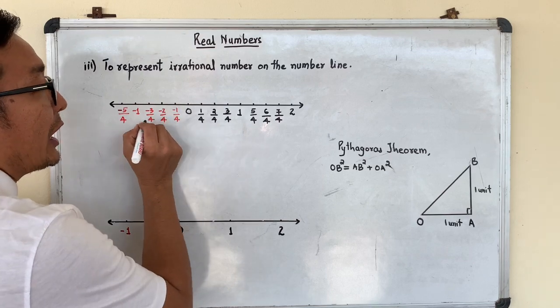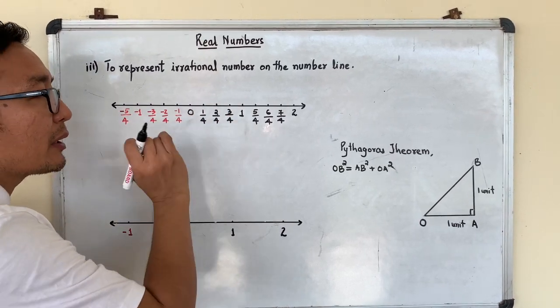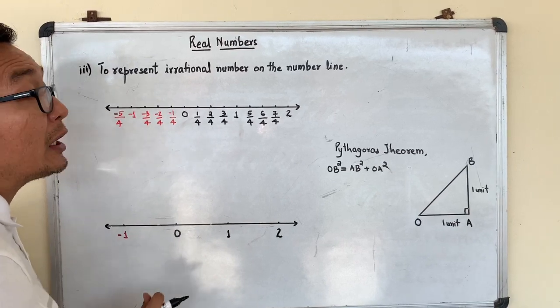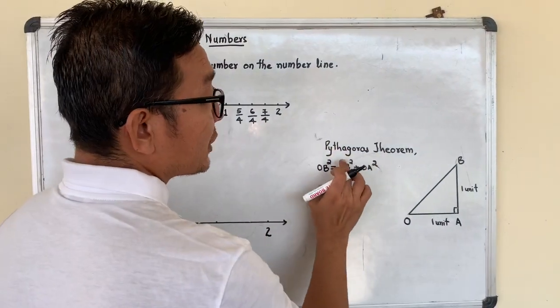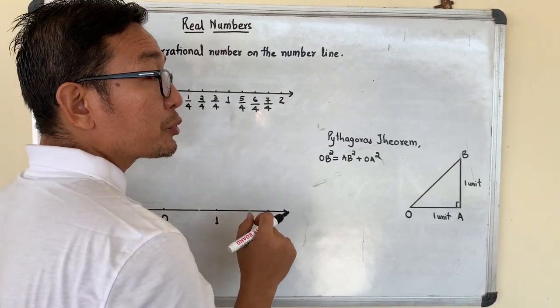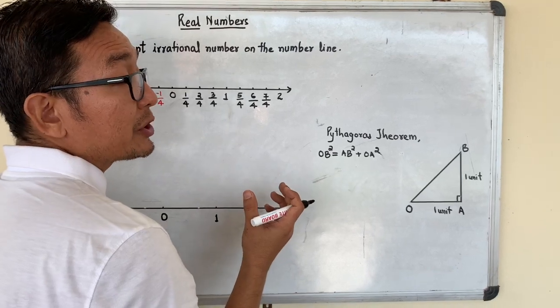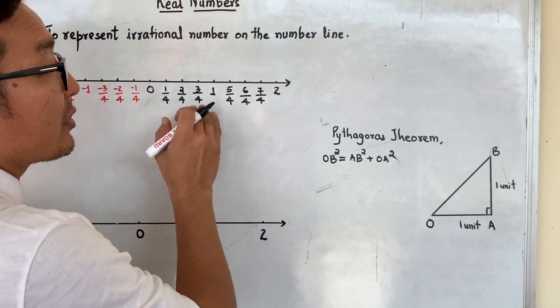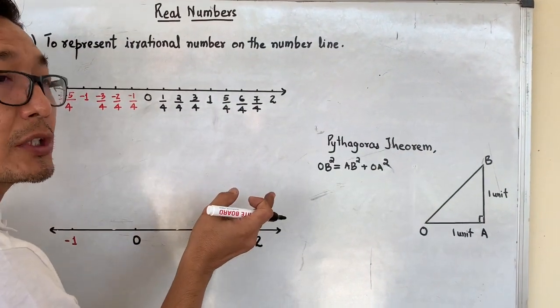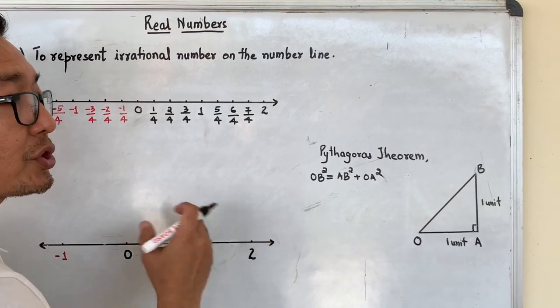Are there any other numbers left behind on the number line? For example, it goes back to Pythagoras, and the Pythagoreans.